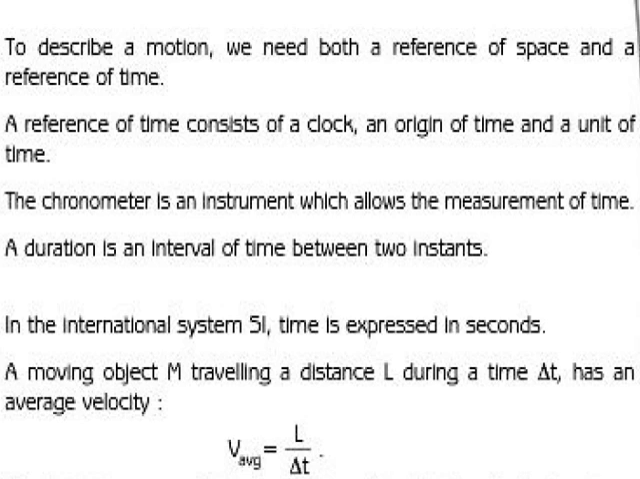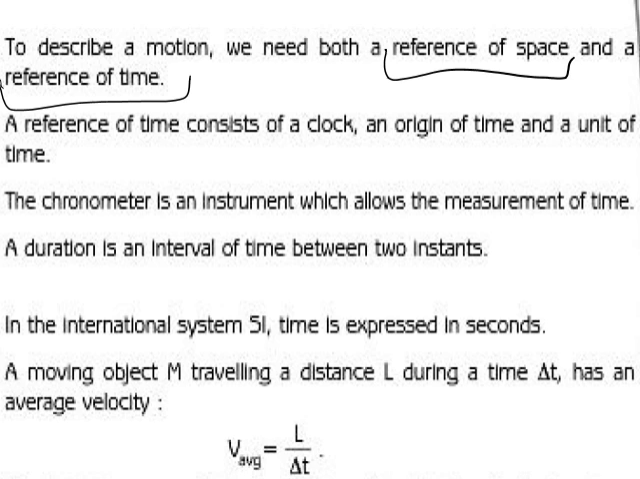Let's start with some notes you have to study. You have to know about velocity. In order to describe a motion, we need both a reference of space and a reference of time, meaning that we need distance and we need time. We need d or L and we need delta t. A reference of time consists mainly of a clock, an origin of time, and a unit of time.